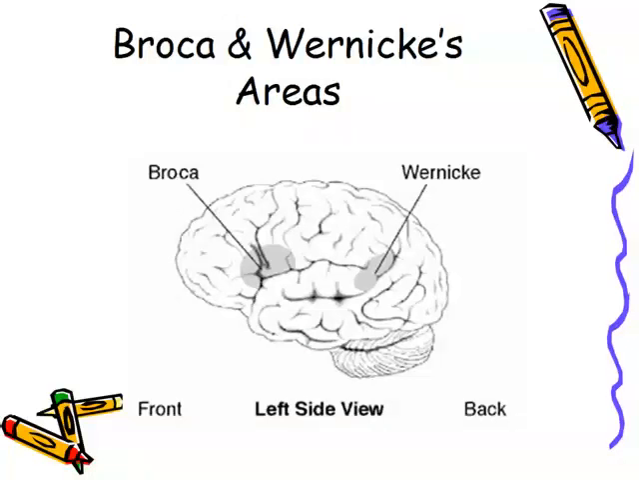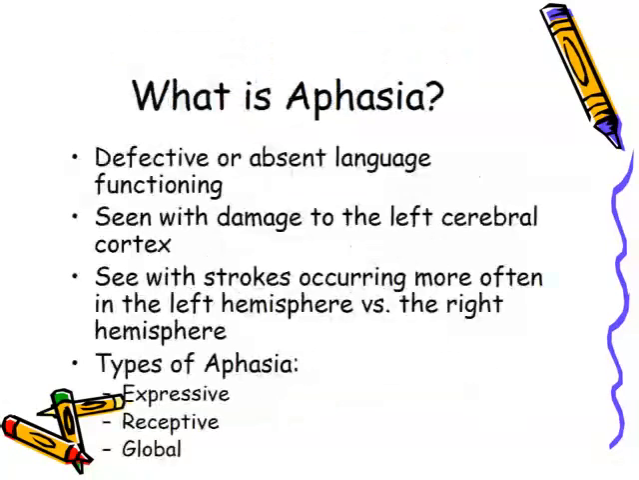And then we're going to talk about there is a chance the patient may have both of these types of areas affected, and that patient will have then complications in both of those particular areas of speech. Aphasia is defined as a defective or absent language functioning. It's typically seen with damage to the left cerebral cortex, and that's because those speech centers are located in the left side of the brain in 95% of all patients.